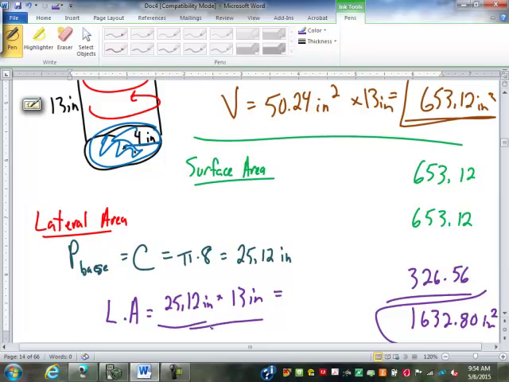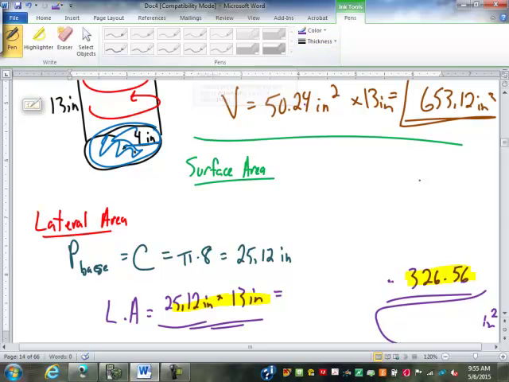Yeah, 25.12 times 13. That gave us the 326. Then we add the 653, the 653, and the 326. Wait, so multiplying this gave us the 326 here, right? Yes, 326.5. And then we have to add that to the area of our two bases. So 326 has to get added to 653 and another 653. Oops, I wrote down the wrong number there, didn't I? It's not 653. What should go there?